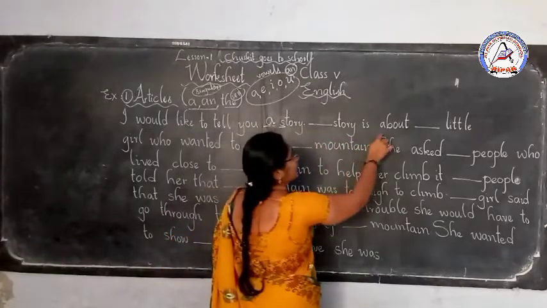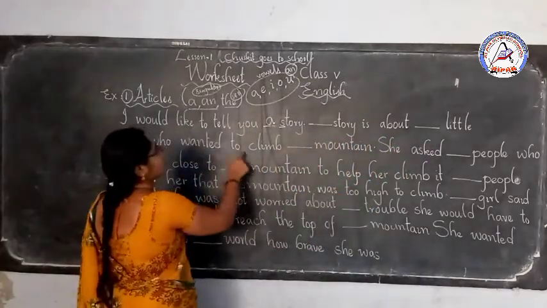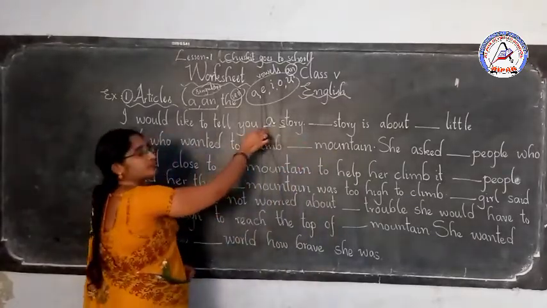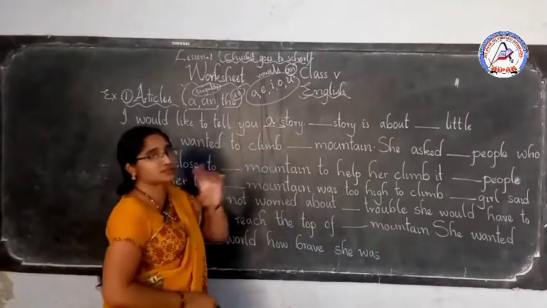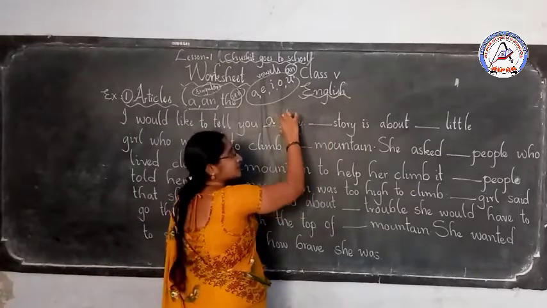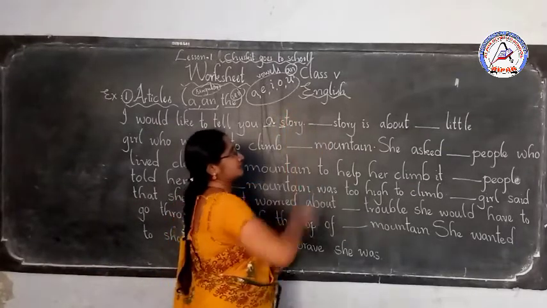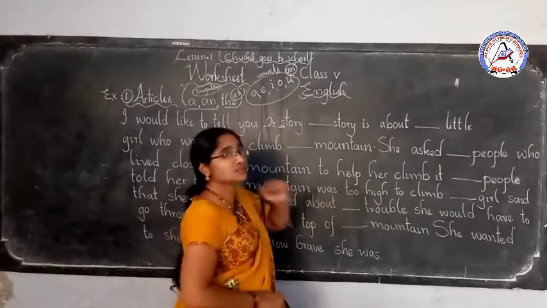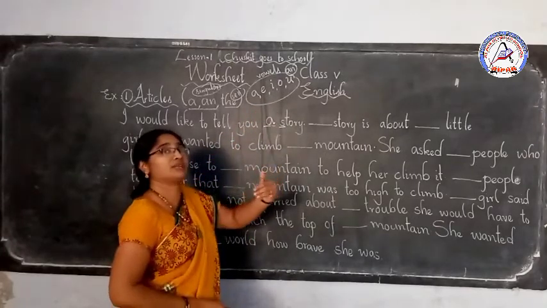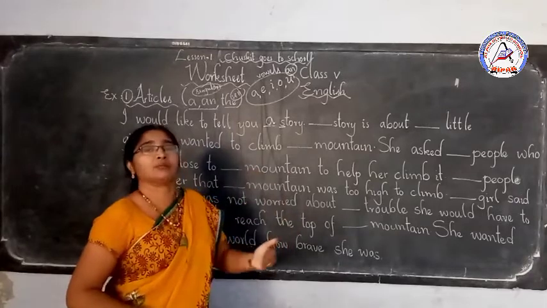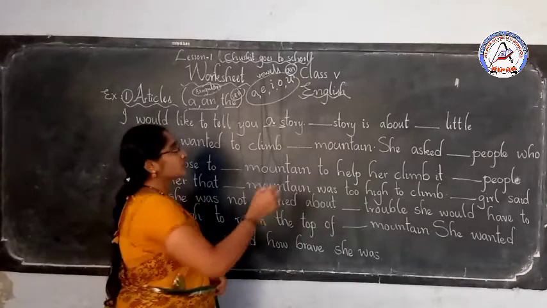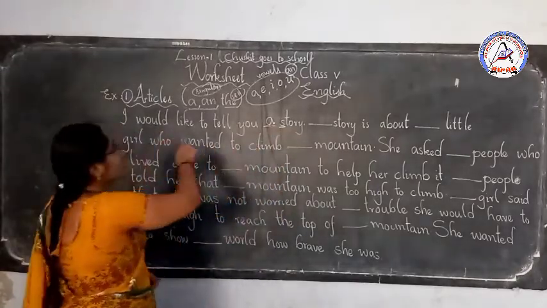Dash story is about dash little girl who wanted to climb the dash mountain. Okay, dash story. Already we have seen here. In the first sentence we got a story. A story means one story. Now, the second sentence is about the same story. We are talking about this story here. That means you already know what we are talking about. Which story? Already the one told in the first sentence. So when we are talking about already known things for the second time, you can use the article the. The is used before known things. So here which story? Already I would like to tell you a story.